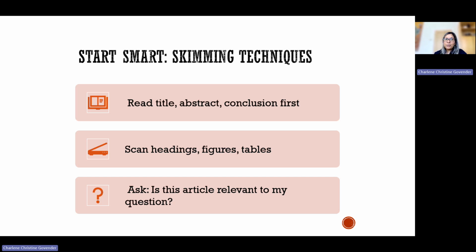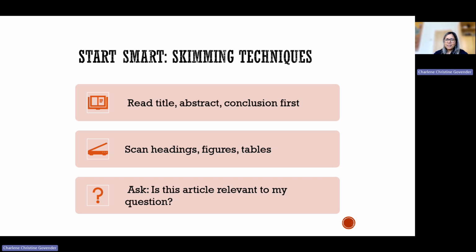Jumping straight to the conclusion, surprisingly, will also help you to understand the overall outcomes. If you just want to go straight to the end, the conclusion is a good way to start. Skimming headings, subheadings, and tables will also show you what the article covers at a glance.